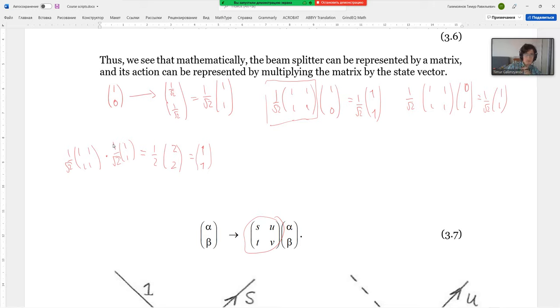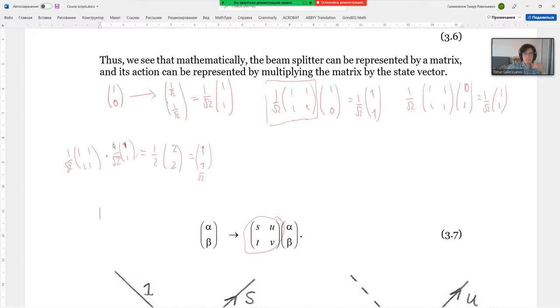the length of the vector, because we gave the vector with length equal to 1 and obtained the vector with length equal to square root of 2, because square root of 1 plus 1 is square root of 2. The length of this vector is square root of 2. That means that this matrix cannot serve as the beam splitter.